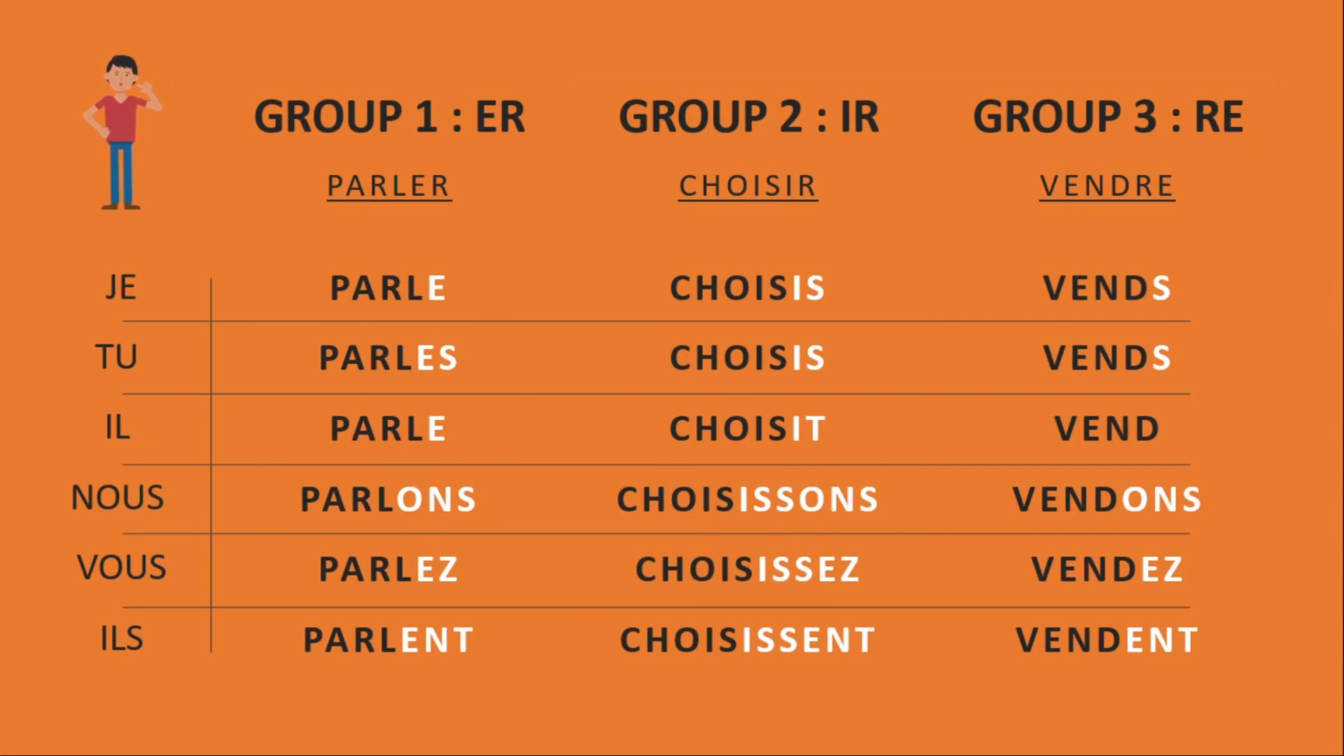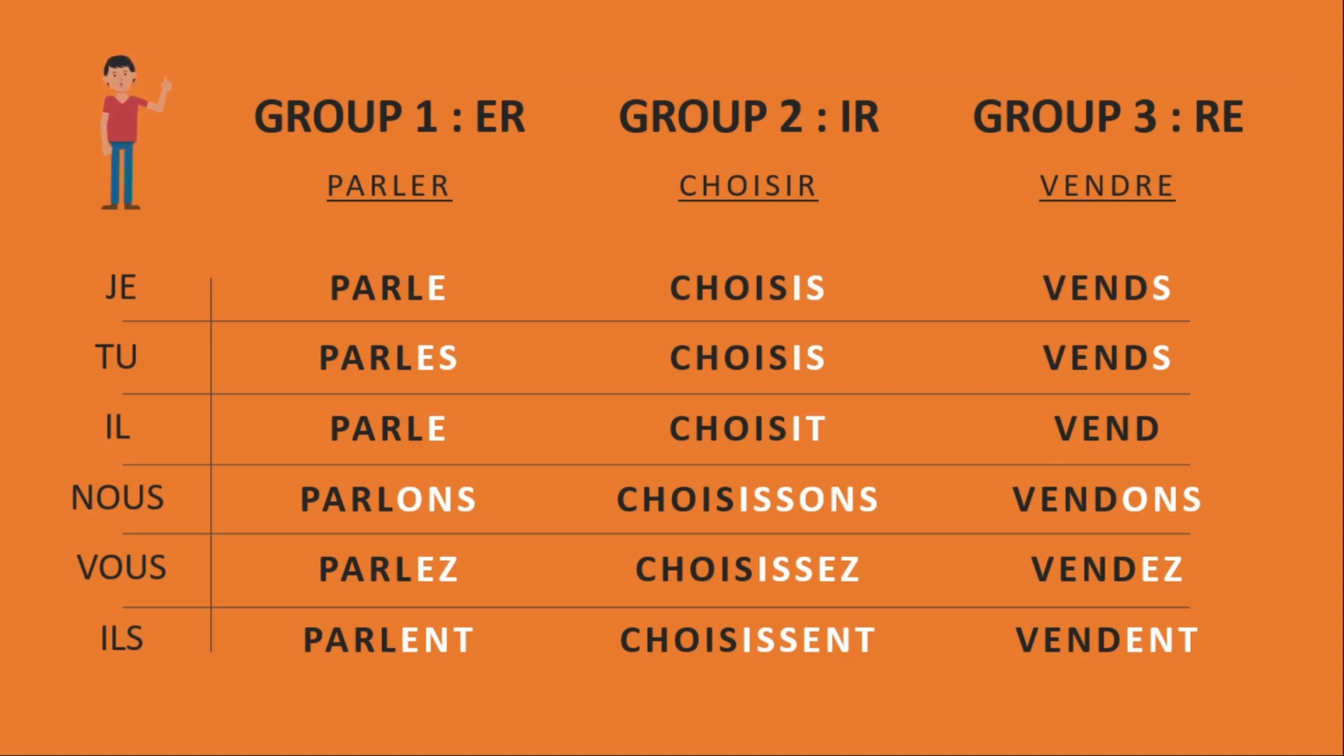Before showing you how it works, I want to show you the personal pronouns in French. Here, je means I, tu means you, il means he, nous, we, vous, you, ils, they. So all you need to know about the present tense in French and how to conjugate verbs is in this table.